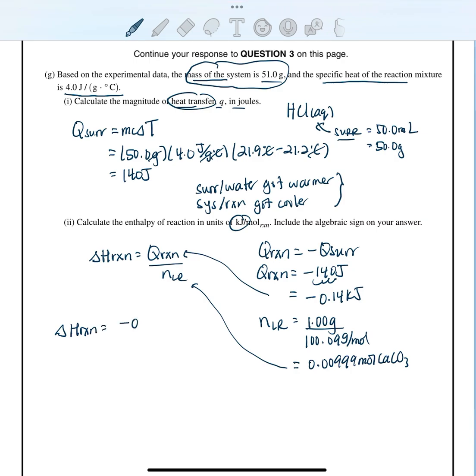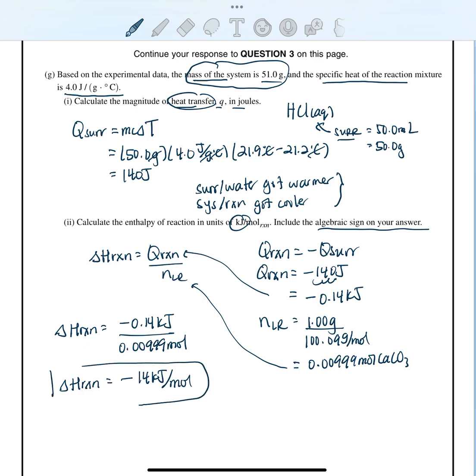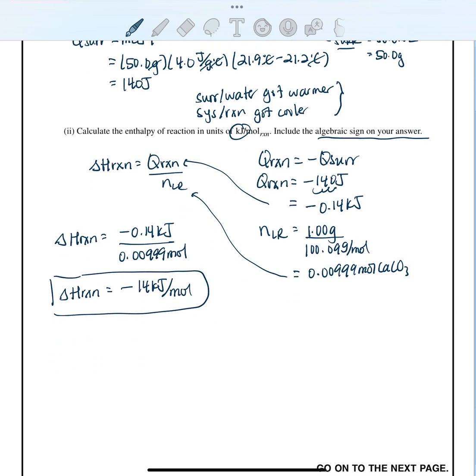Now notice the sign is important. It says include the algebraic sign in your answer. So delta H reaction will equal negative 14 kilojoules per mole. That's important. The negative sign also means it's exothermic. Remember from your class lessons that when delta H is negative, this means exothermic. That means heat is released from the system to the surroundings.